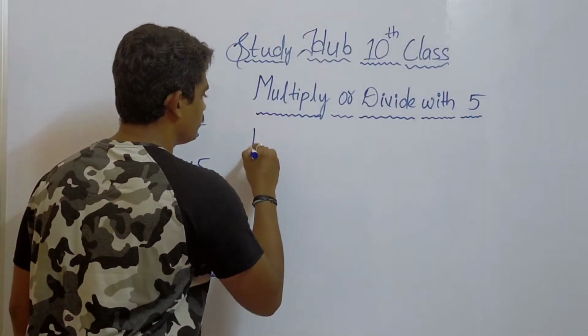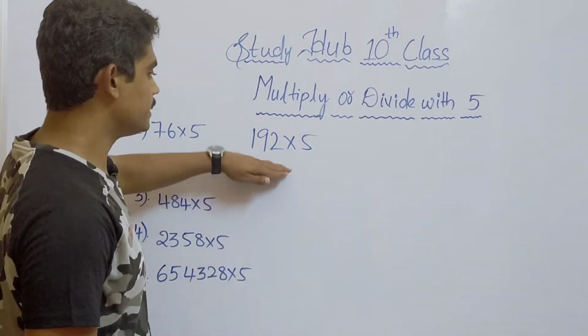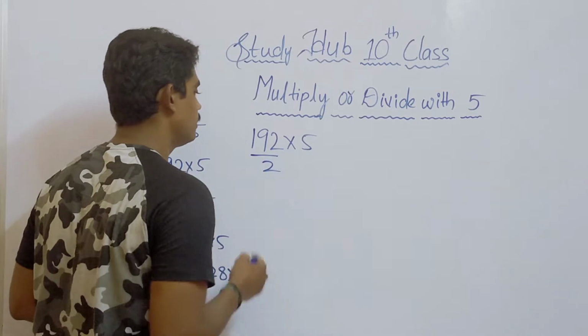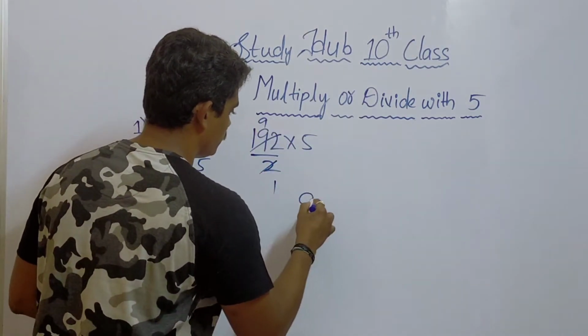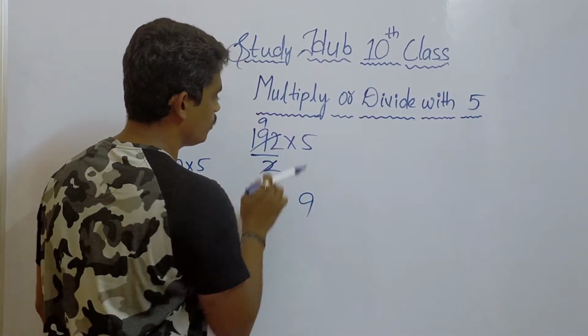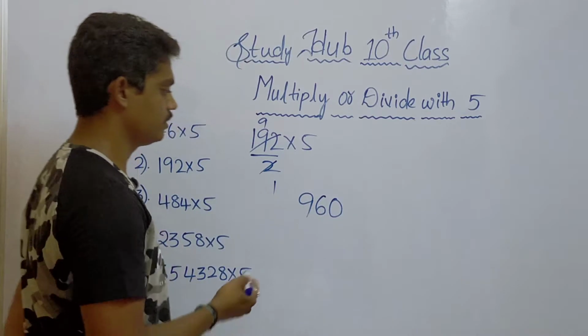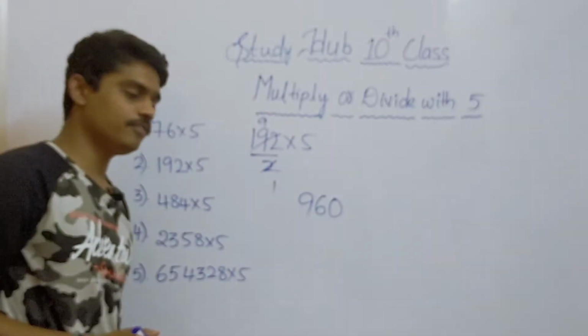192 into 5. Just simply divide the given number by 2 and put a 0 at the end. So 2 9s are 18, 1 remaining, 1 2 is 12, 2 6s are 12, and add a 0. So by using this technique, we can multiply the given number with 5 within few seconds.